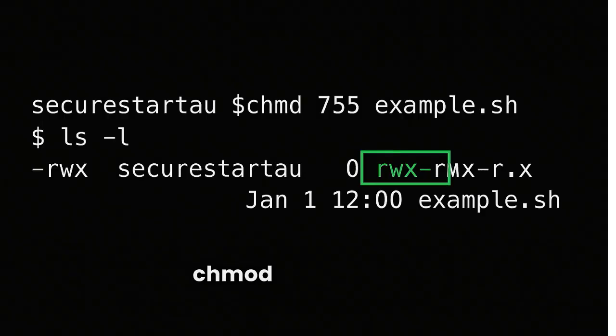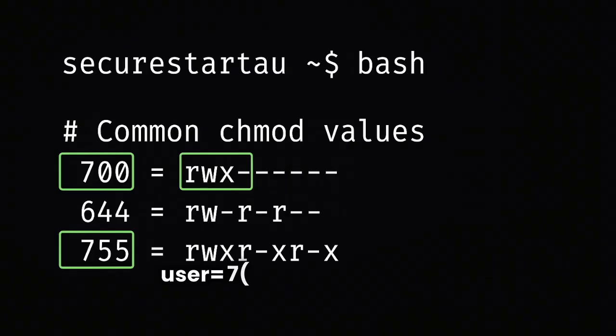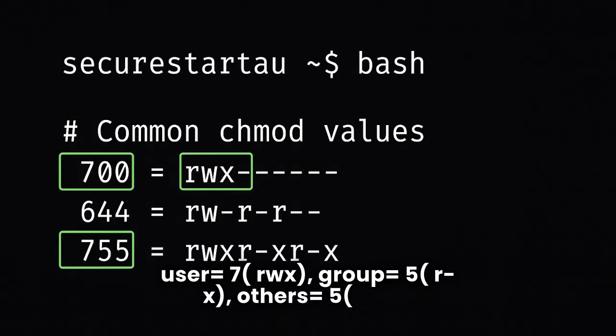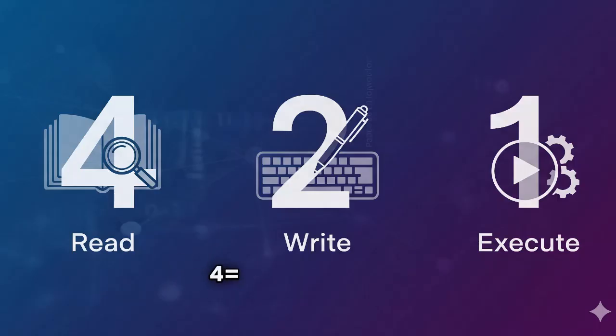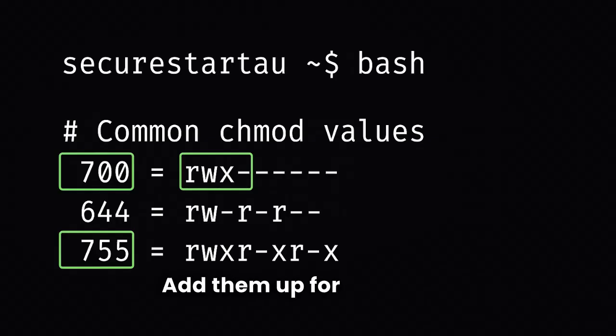Example numeric: chmod 755 script.sh. This means user equals 7, rwx, group equals 5, r-x, others equals 5, r-x. Here's the magic: 4 equals read, 2 equals write, 1 equals execute. Add them up for each role.